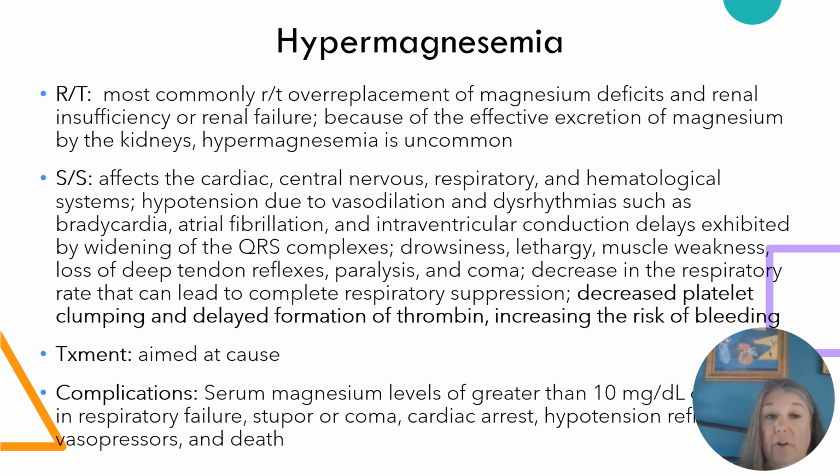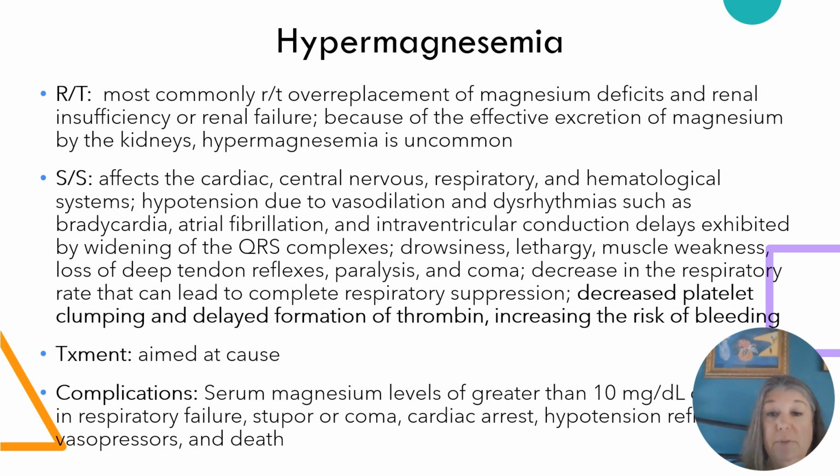So don't forget though that we do have meds that contain magnesium, like milk of magnesia. You don't really hear about that too often anymore, but you can take that for upset stomachs. And then of course all of our mag replacements. Older adults are at risk for hypermagnesemia because of decreased renal function, use of magnesium containing laxatives and antacids. Lithium toxicity can also result in hypermagnesemia because it decreases renal excretion of the mag.